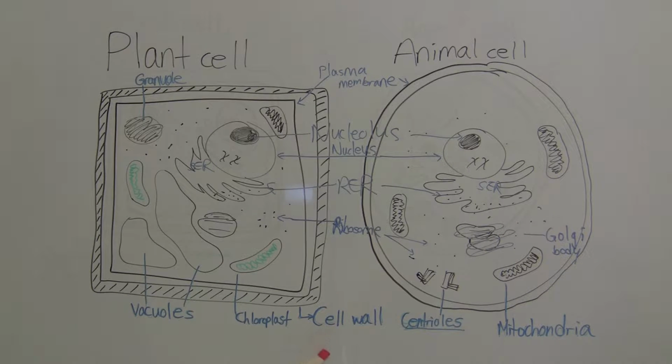So that's the difference. And their function is the same. It's a rigid, strong outer layer which protects the cell from osmosis, and it supports the cell by maintaining its shape.